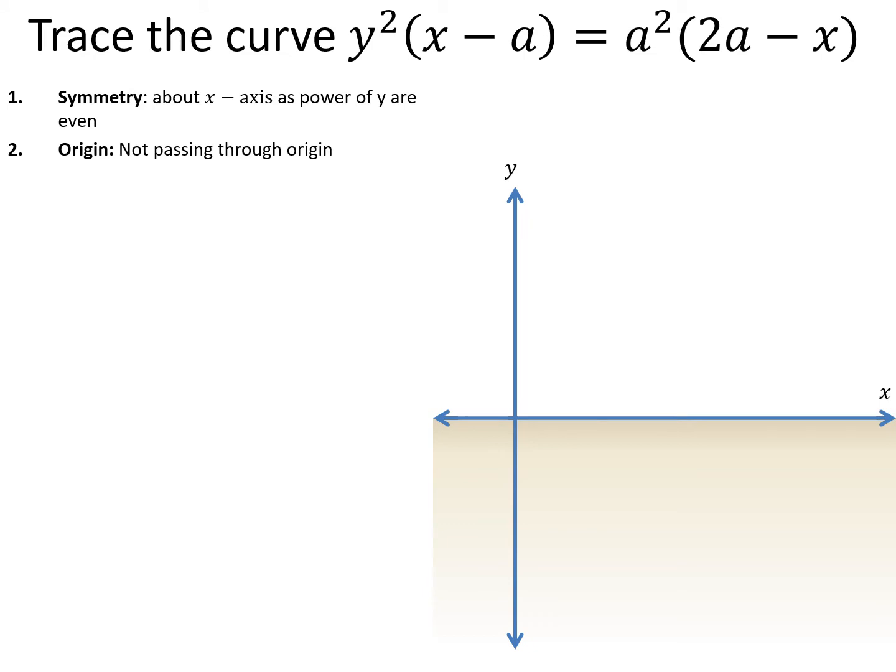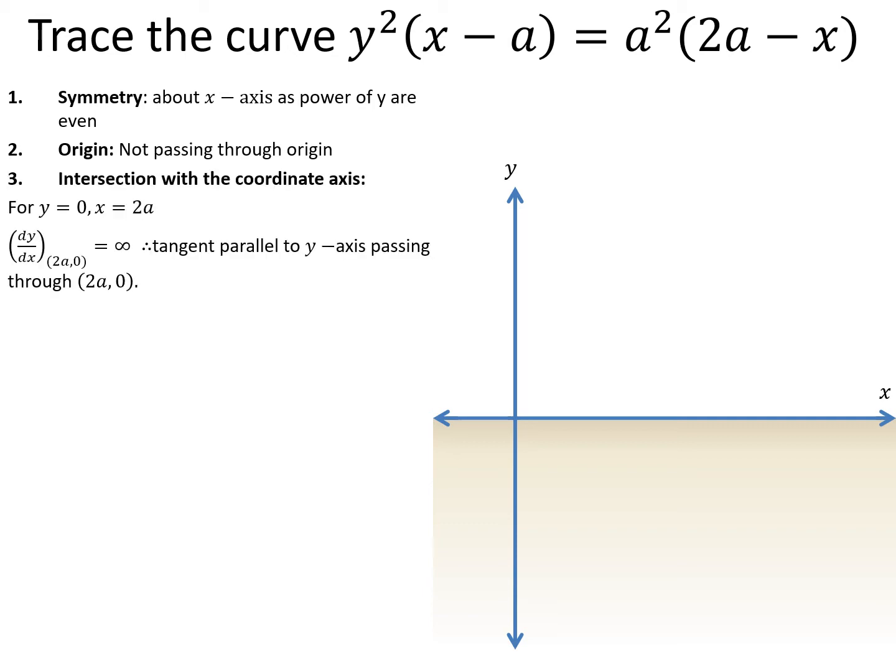So here this curve will not pass through the origin. Why? Because if you put x equal to 0 and y equal to 0, then the left hand side is totally 0. But the right hand side is 2a cube, which is not equal to 0, meaning your curve equation is not satisfied by (0, 0). Hence, your curve is not passing through the origin. So we will not put the origin on your x-y plane.